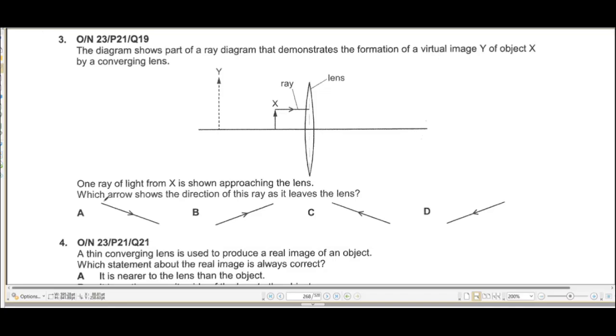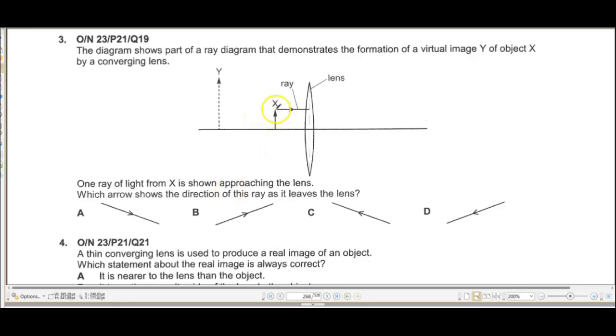Question number 3. The diagram shows part of a ray diagram that demonstrates the formation of a virtual image Y of object X by a converging lens. One ray of light from X is shown approaching the lens. Okay, which arrow shows the direction of the ray as it leaves the lens?